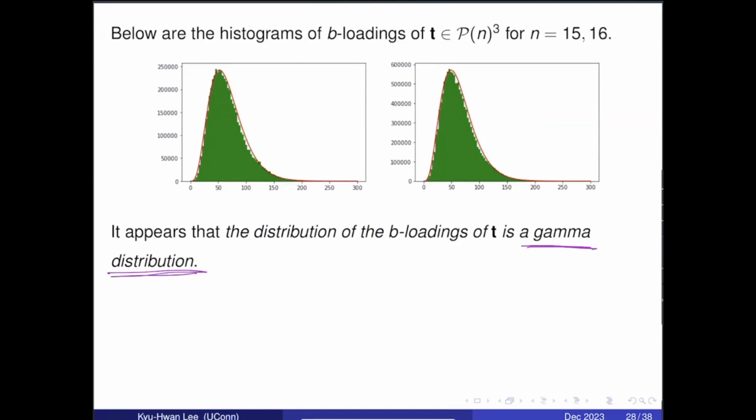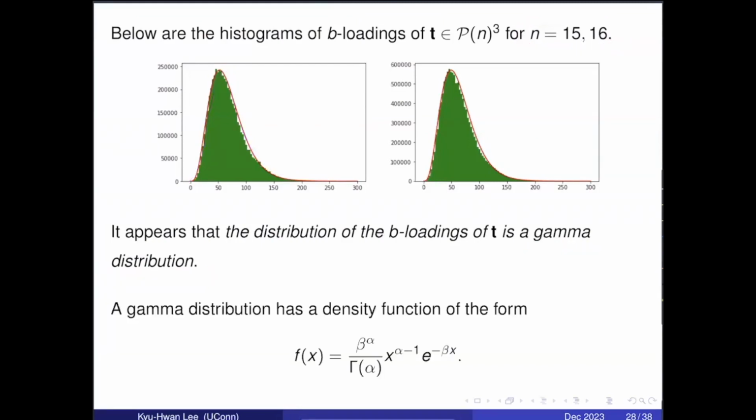And indeed, you see this red curve here, which is coming from the gamma distribution. It seems that this conjecture is true, at least for these examples. Even if we generate other examples, we see similar pictures. As a reminder, a gamma distribution has this probability density function. It's polynomial and then exponential decay, and then gamma appears as the normalizing constant.